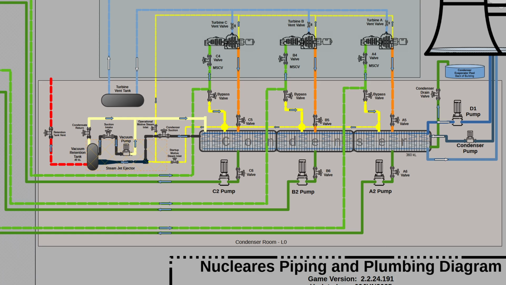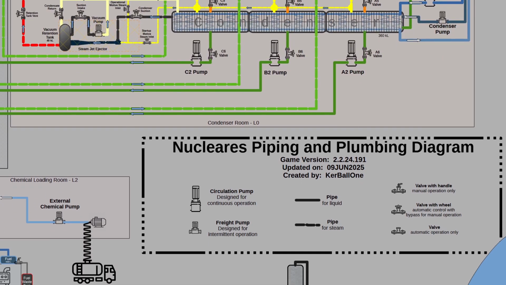Then you've got the condenser suction, which is sucking the steam into the part of the start location of the steam jet injector, which goes into the retention tank. Then you have the thin lines. So these are the dotted thin lines, which is for steam.